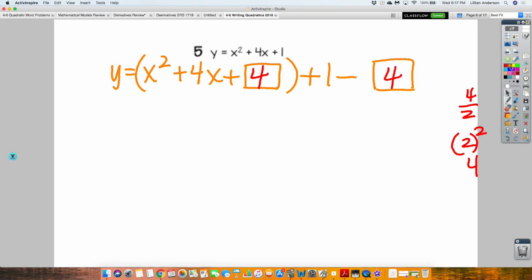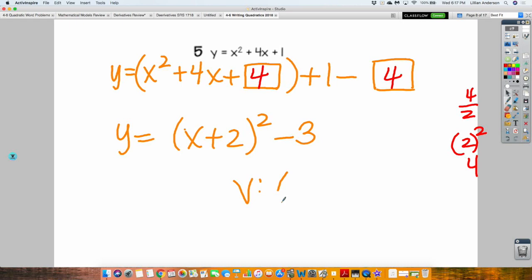When I write the first 3 terms as a squared binomial, I'm going to get x plus 2 squared, just like normal. But then over here, I'm going to do 1 minus 4, which is a -3. And here is this quadratic in vertex form. My vertex, -2, -3. And this is indeed a minimum, with an axis of symmetry of x equals -2. So remember, when I'm trying to go from standard form to vertex form, I need to complete the square, making sure that I add here but subtract here.